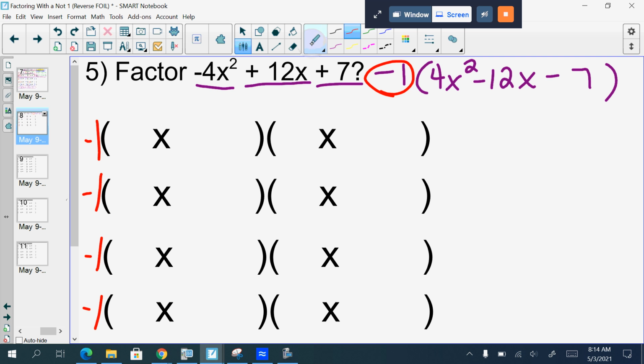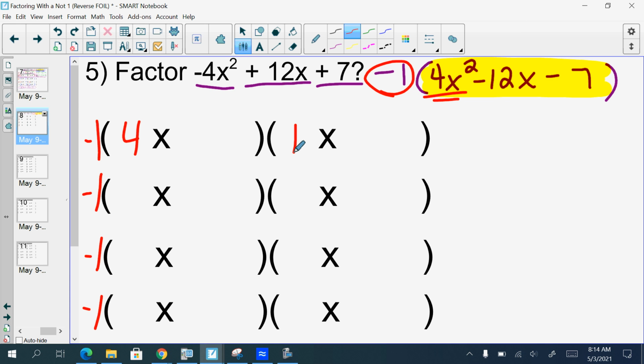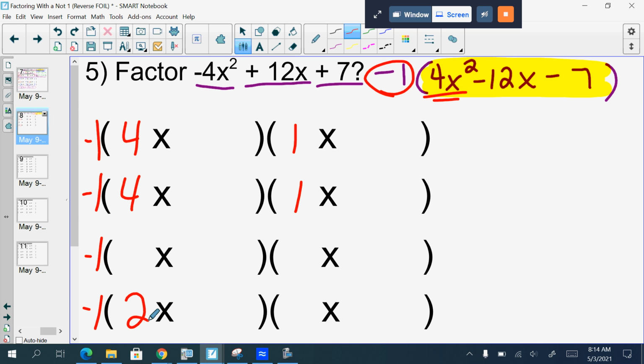Now, again, I'm going to highlight this. We're just focusing on this part now. Forget about the -1. So let's talk about first. First is 4x squared. So maybe it's going to be 4x and 1x. Maybe it's going to be 2x and 2x, okay? 4 is not a prime number, right? So there's different combinations. Now, we haven't had any like this yet, okay? The first few we looked at, I gave you all positive numbers.